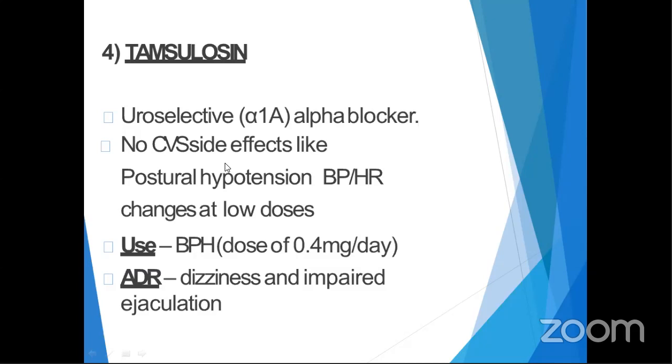There is no serious side effect like postural hypotension, or changes in blood pressure or heart rate, at low doses, because it does not block the alpha 2 receptor. The use is in cases of BPH. As it's a long acting drug, we can use single once-daily dosing of 0.4 milligram per day. The adverse drug events could be dizziness, as there might be some entry into the CNS, and impaired ejaculation.